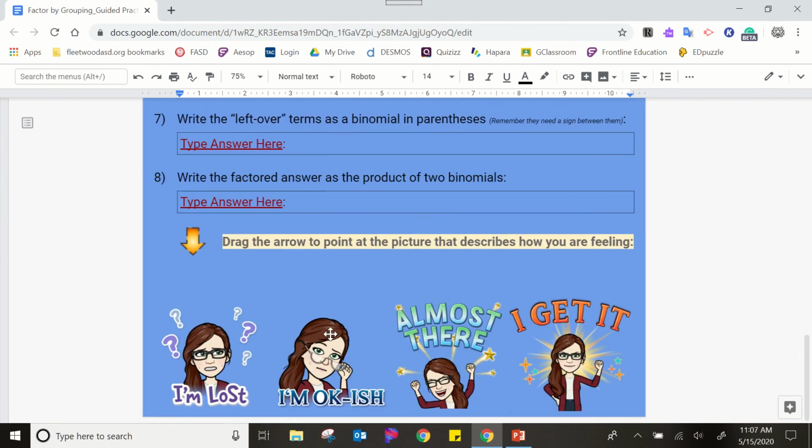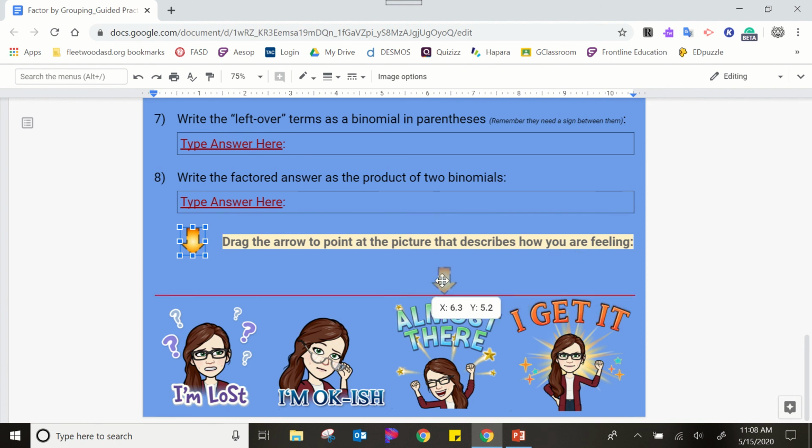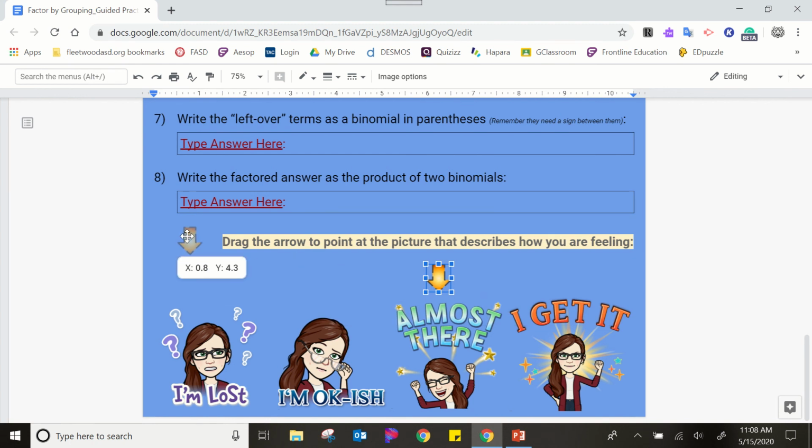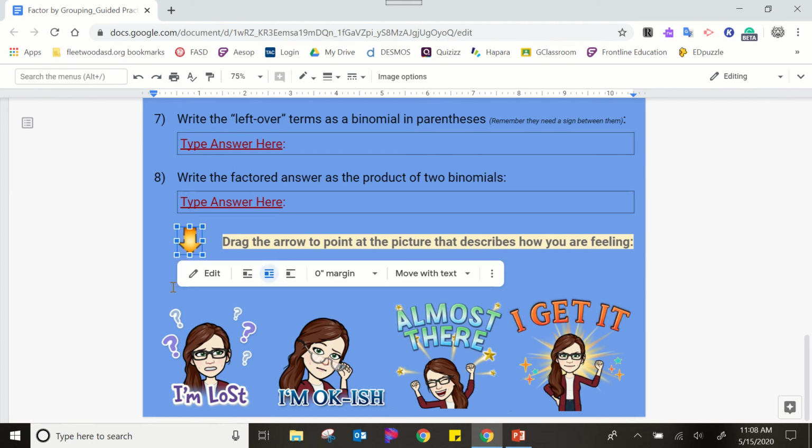process. So the other thing I wanted to point out, when you are finished answering these, it's worth a total of 10 points. There's kind of a check-in at the bottom here where it says drag the arrow to point at the picture that describes how you are feeling. So you're going to go right over this arrow, click, hold it in, and you can drag that and drop it above how you are feeling. Okay? Once you do that, you can turn it in, and then I will check it and give you any comments, feedback that I think is necessary. If you have any questions, we can go through that as well.